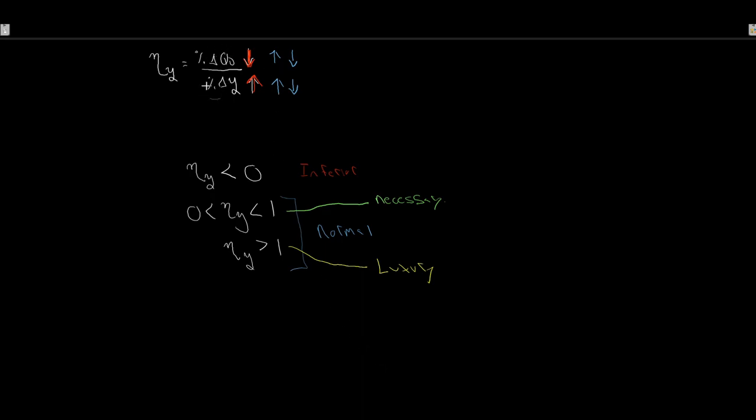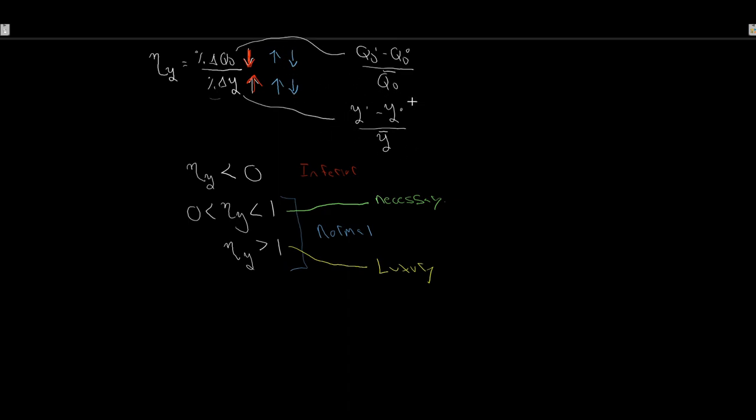How do we calculate it? Exactly the same way as the elasticity of demand, right? Percent change in quantity demanded, quantity demanded one minus quantity demanded not, all over our average. Percent change in income, what's our final income minus our initial income, all over the average income, right? So the exact same way of calculating it as we did for our elasticity of demand.